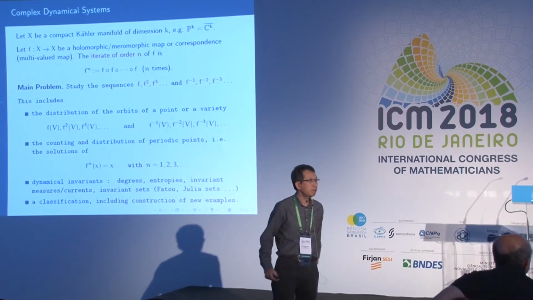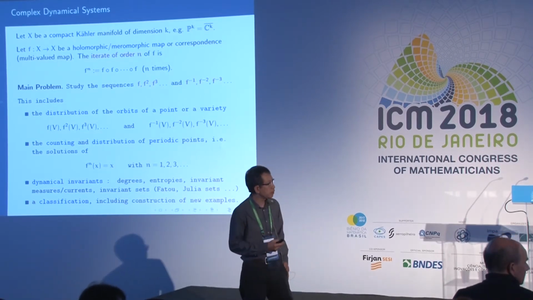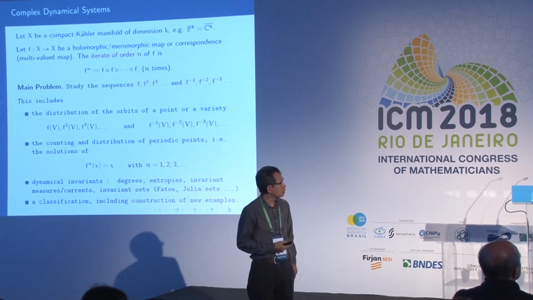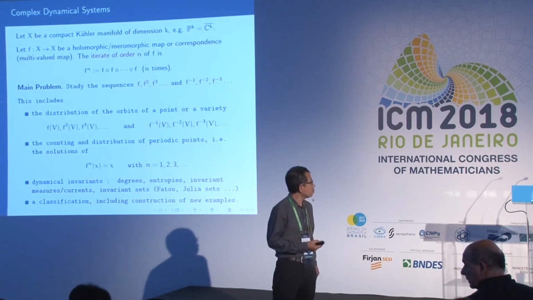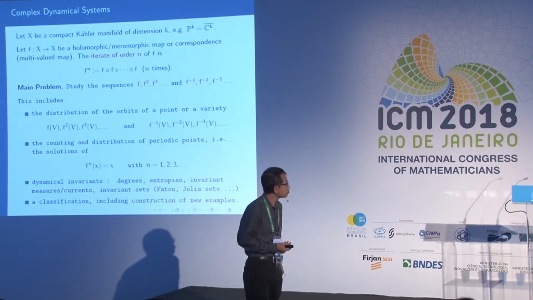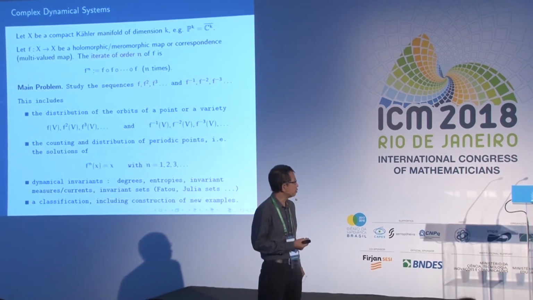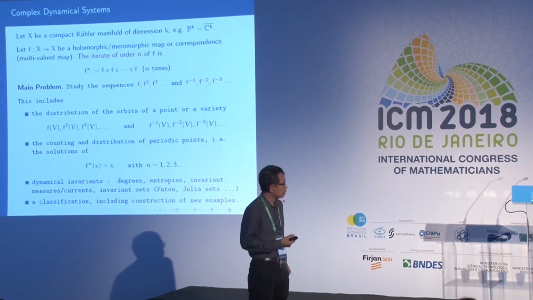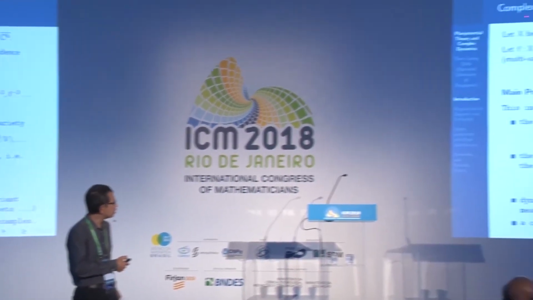So let X be a compact Kähler manifold of dimension k. Take, for example, the projective space Pk or any other compactification of Ck. We consider a holomorphic map or a meromorphic map from X to X. By meromorphic, we accept here some singularities for f. And we can even consider correspondences, meaning multi-valued maps. And then we can define the iterate of order n of f by composing f with itself in this way.